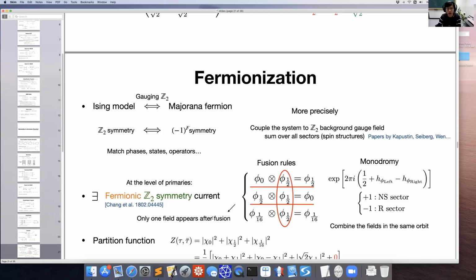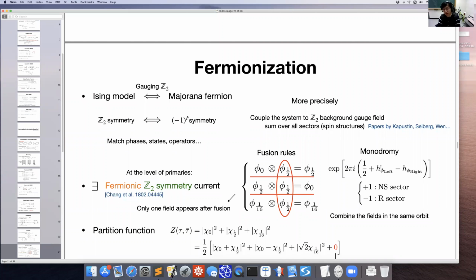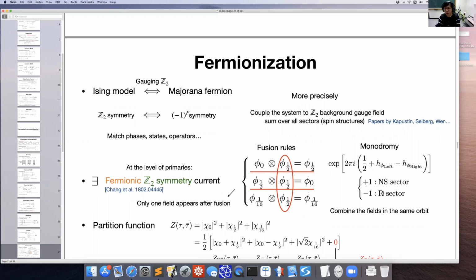If you know the technique of simple currents, you can use them, starting from, say, a diagonal modular invariant, to construct a non-diagonal modular invariant by regarding the simple current as some Zn conserved charge. The charge is determined by the monodromy of the simple current around the field, where the field is the unique field that appears after the fusion. If this expression gives +1, then the fields are in the NS sector. If it gives -1, then the fields are in the R sector. Then we combine the fields that appear in the same orbit.